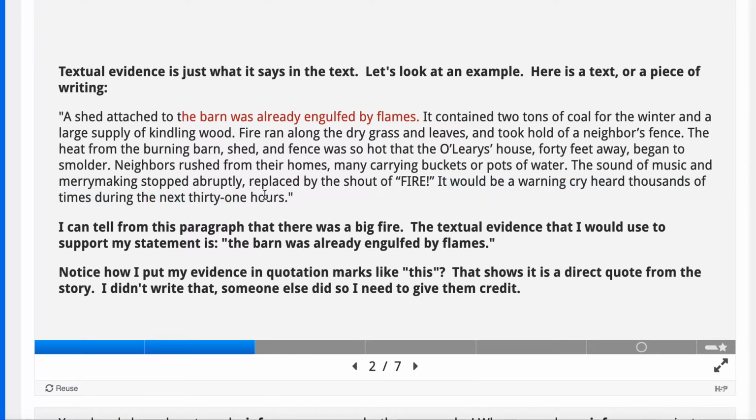Okay, so I'm going to cite a piece of evidence from this text to tell you something that I learned from it. So I said, I can tell from this paragraph that there was a big fire. And you notice that I made this red here: "The barn was already engulfed by flames." So this is a piece of quote, or a piece of textual evidence, that I would use to support my statement.